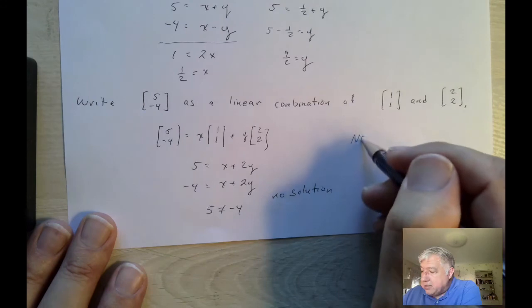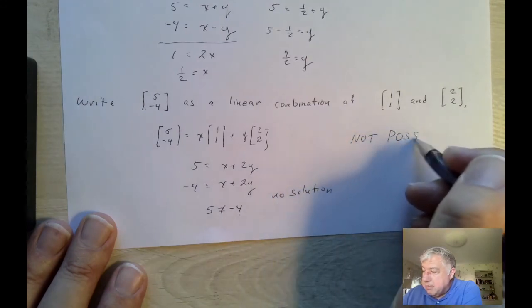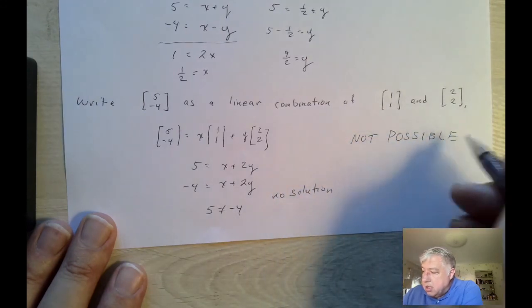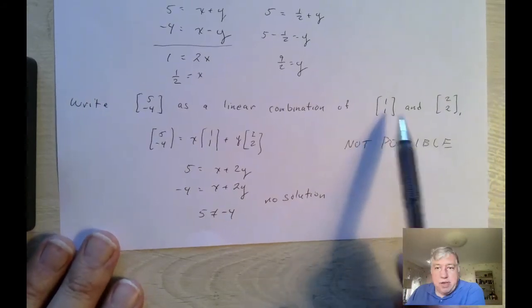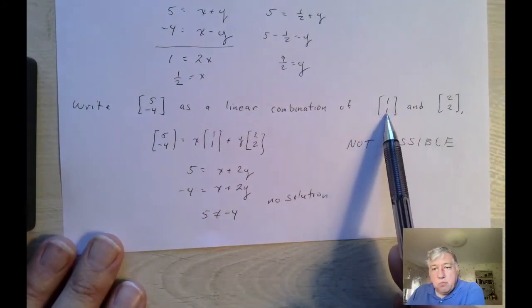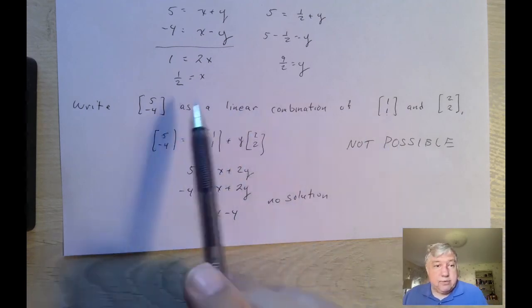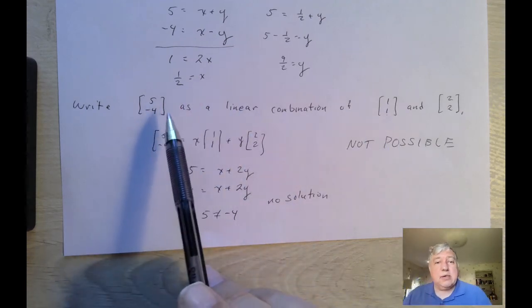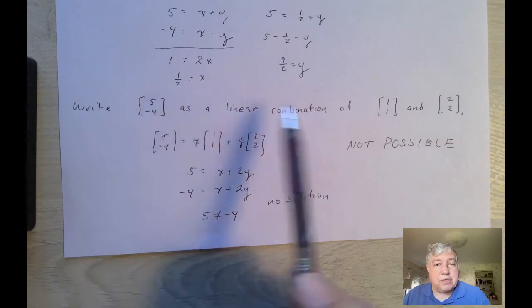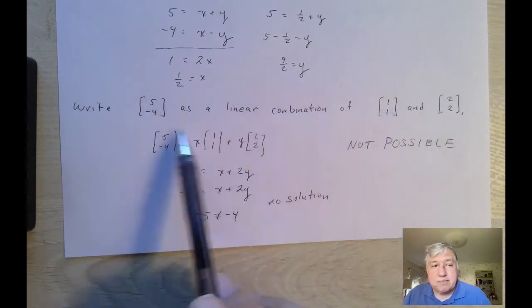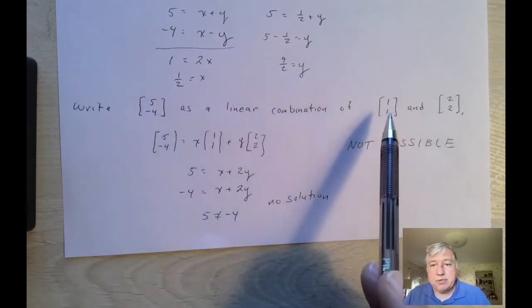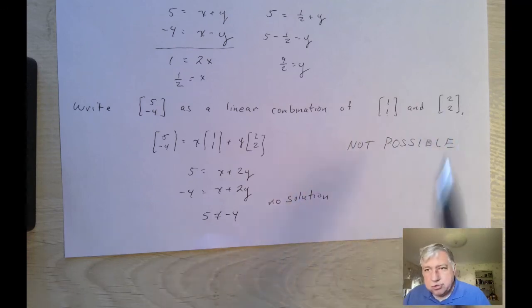And so the answer to this problem is it's not possible. And the main reason is that 1, 1 and 2, 2 are multiples of each other. They're parallel. And 5, negative 4 is not. The only way that we could write this as a linear combination of these two vectors is if 5, negative 4 was a multiple of 1, 1 or 2, 2, which it's not.